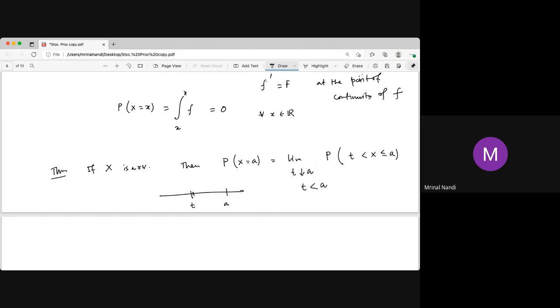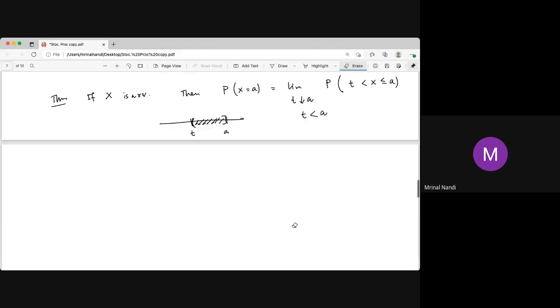So we find the probability of this part, and then let t tend to a from below. That is an increasing sequence technique, and that is the probability of x equal to a. In the discrete case, it may be positive. For the continuous case, it must be 0 because it's continuous. So that limit is actually 0. So what is the proof?